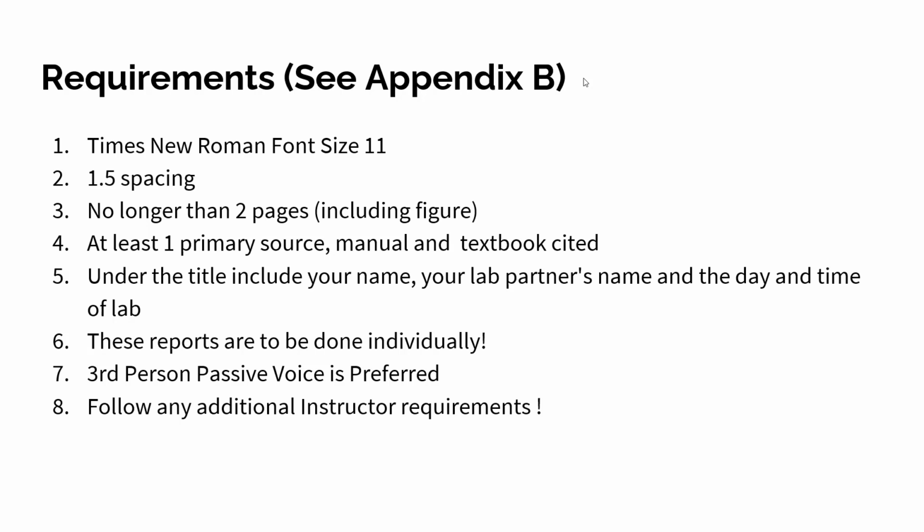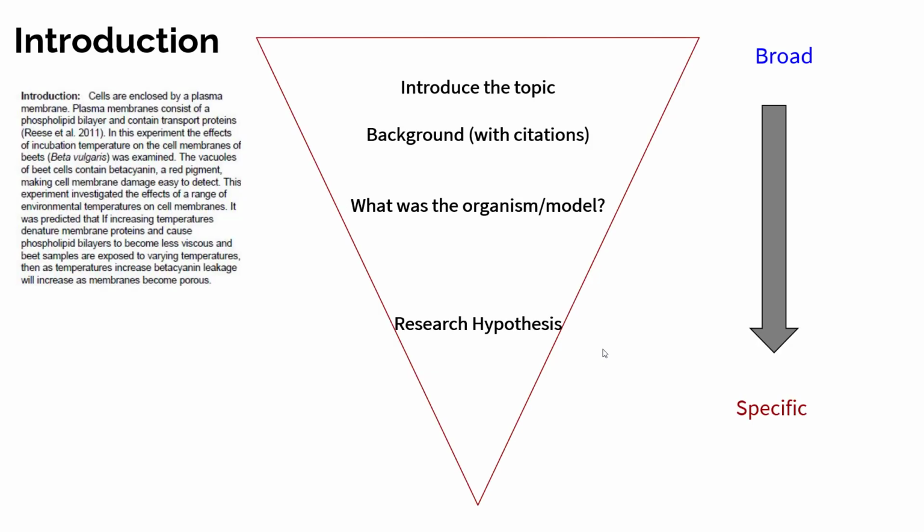When you're writing, we prefer the third person passive voice. That's historically how scientific papers are written. So rather than saying, I added 3 milliliters of liquid to a container, you can say 3 milliliters of liquid were added to a container, for example. And follow any other instructor comments that you hear in lab.